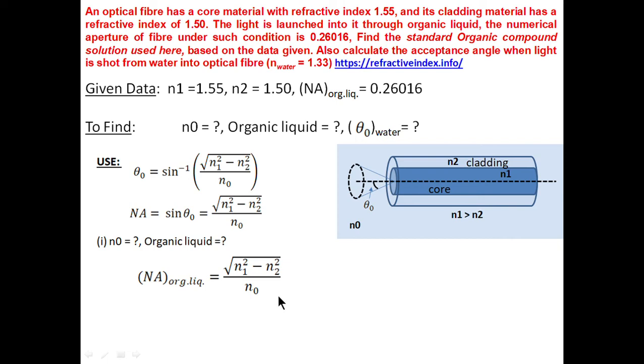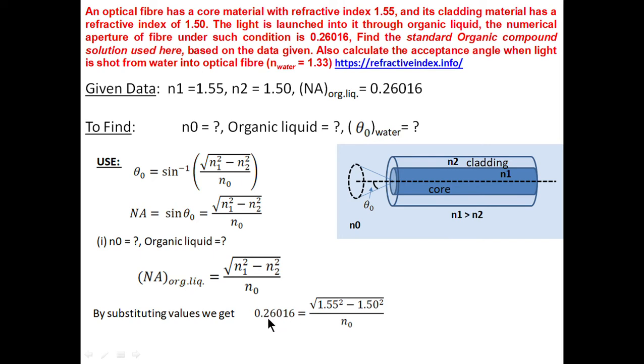Put in the values, or you can already shift n naught, which has to be found out. So by substituting the values, you see here n naught... 0.26016, which is the numerical aperture of the optical fiber in the organic liquid.